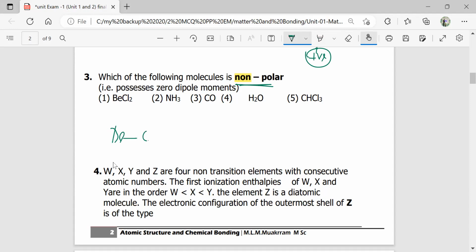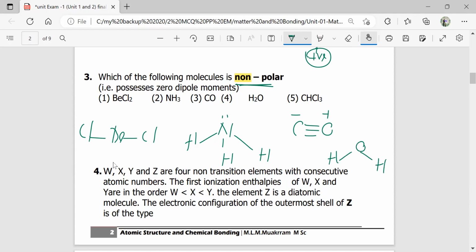Beryllium chloride: in this way the molecular structure can be drawn, isn't it? Ammonia, yeah, you can draw the shape of ammonia. Carbon monoxide, I think you may be able to draw the Lewis structure clearly. Water molecule in this way, isn't it? And finally, fluoroform, CHF3. These are the structures. To find whether a molecule is polar, you need the Lewis structures and molecular geometrical shapes.